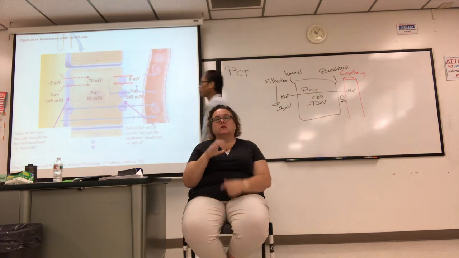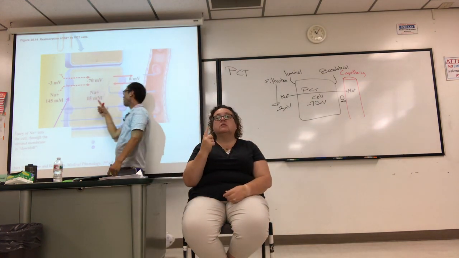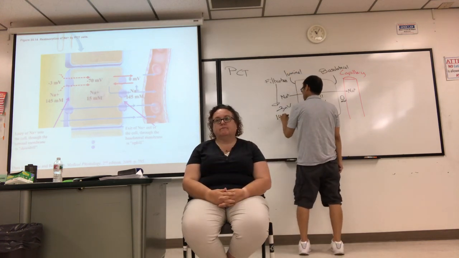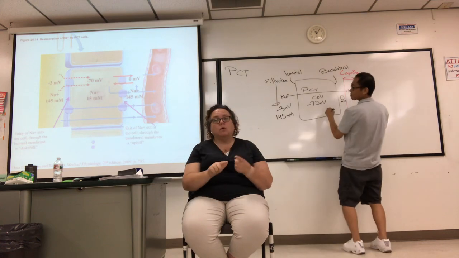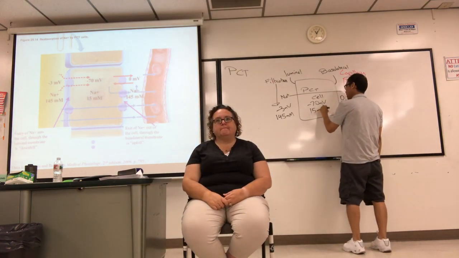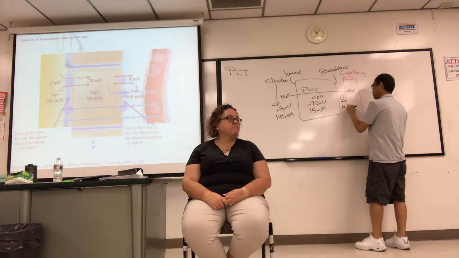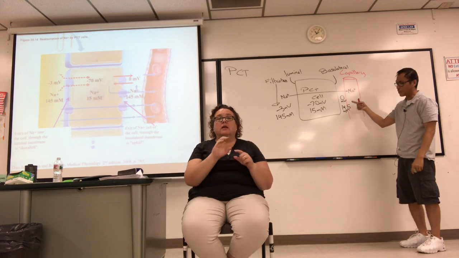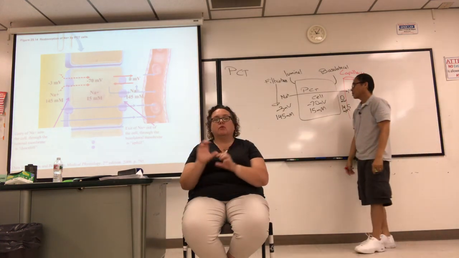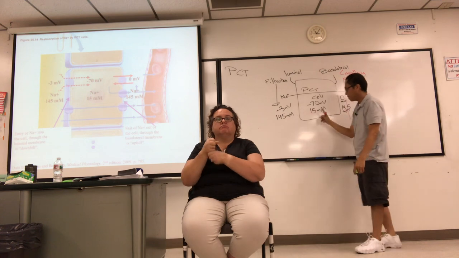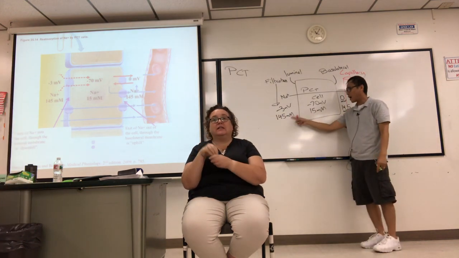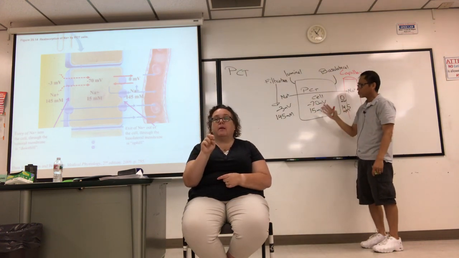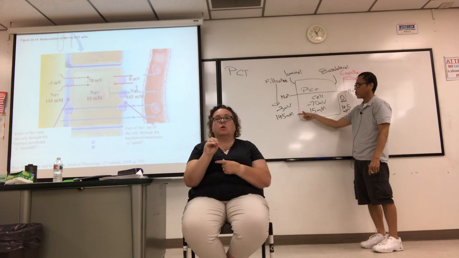Concentration gradients. 145, 15, 145. Yeah. You're a step ahead, that's good. So two separate things, the electrical gradient, but also the chemical concentration gradient. If you're 145 outside, 15 inside, don't you want to go from high to low? Yeah. So for the luminal membrane, the electrochemical gradient favors going in the cell.